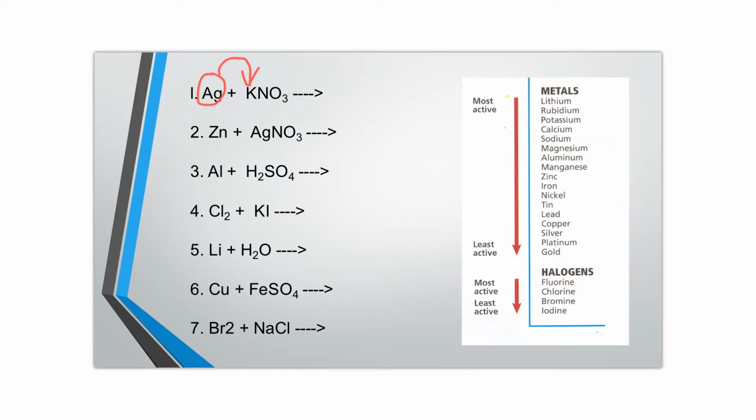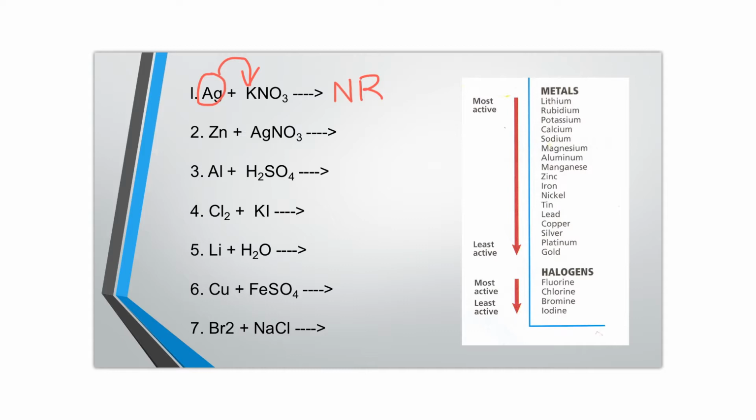Now, potassium is higher on the list than silver, and it's already in the compound. Therefore, it's not going to get kicked out. So there's no reaction, right? There's no reaction because the silver is not active enough to kick out the potassium. Now let's go to the next one.